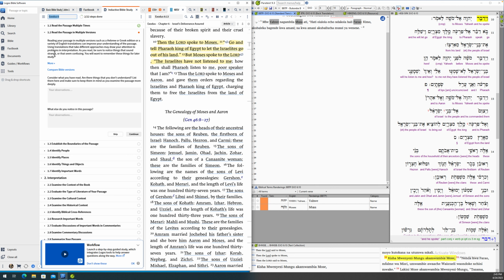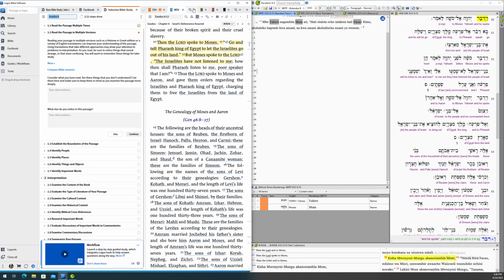Then read your passage in multiple versions. Such as a Hebrew or Greek edition, or a variety of English translations, can improve your understanding of the passage. Using translations that take different approaches may draw your attention to problems in interpretation. As you read, be sure to notice things that sound strange or that seem confusing. You will want to remember these things for later study.